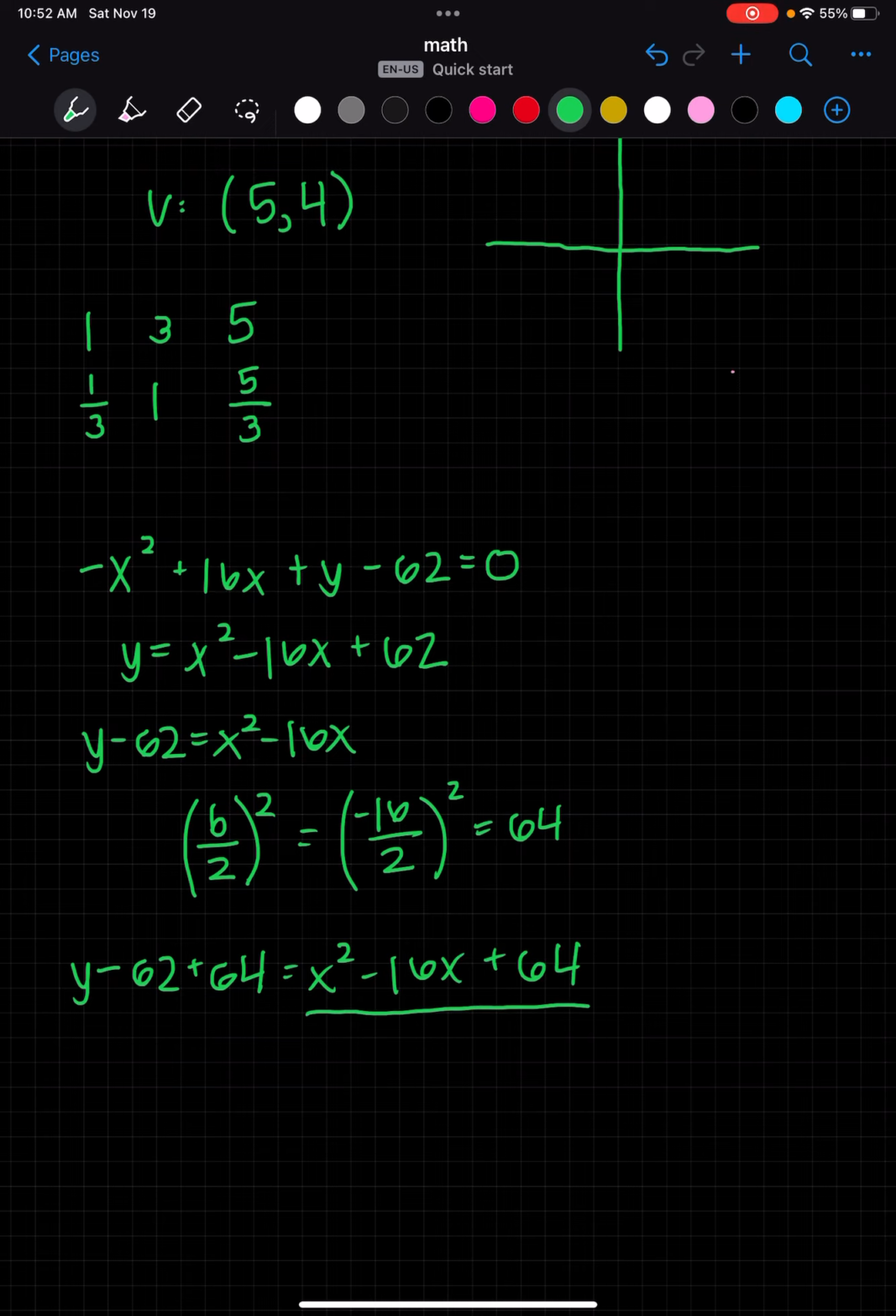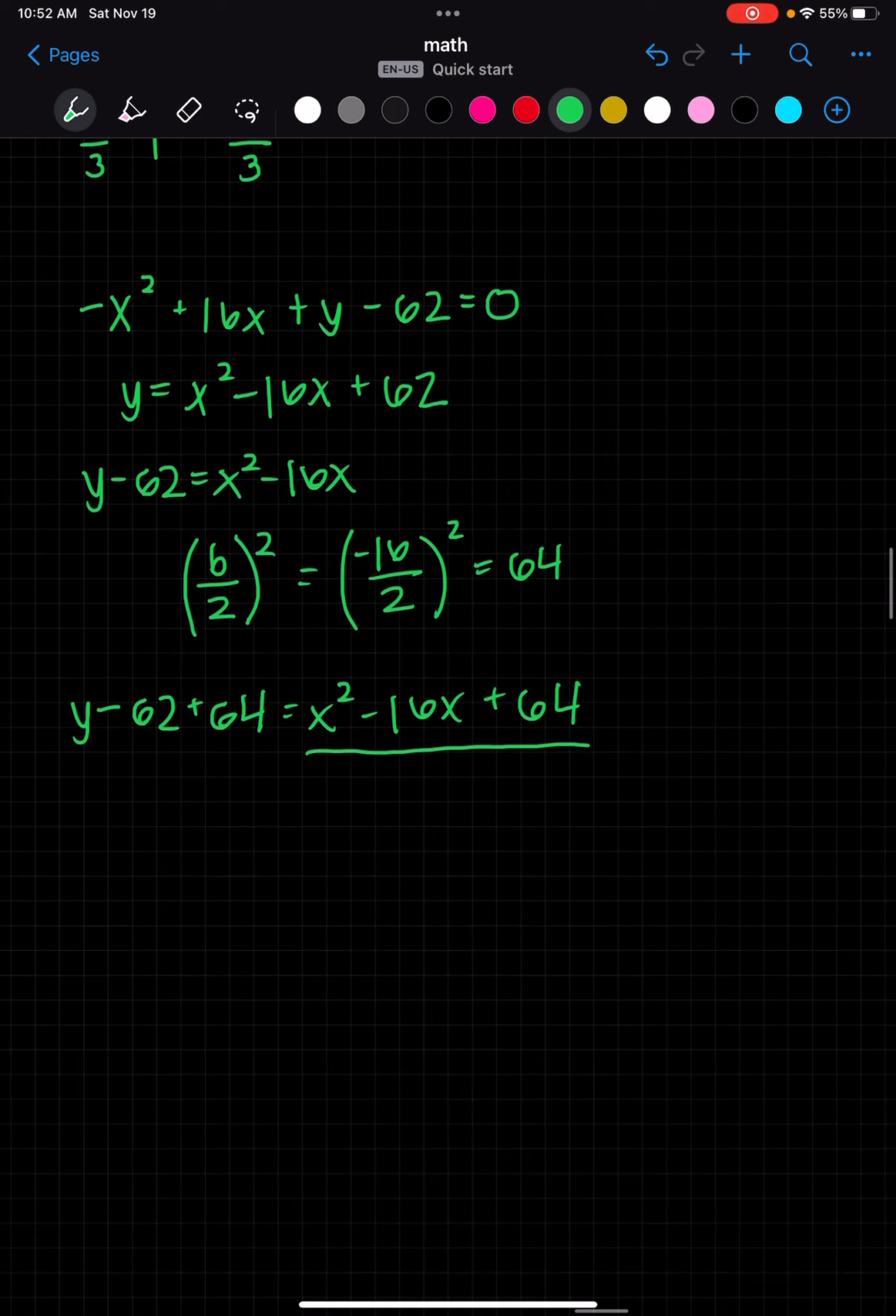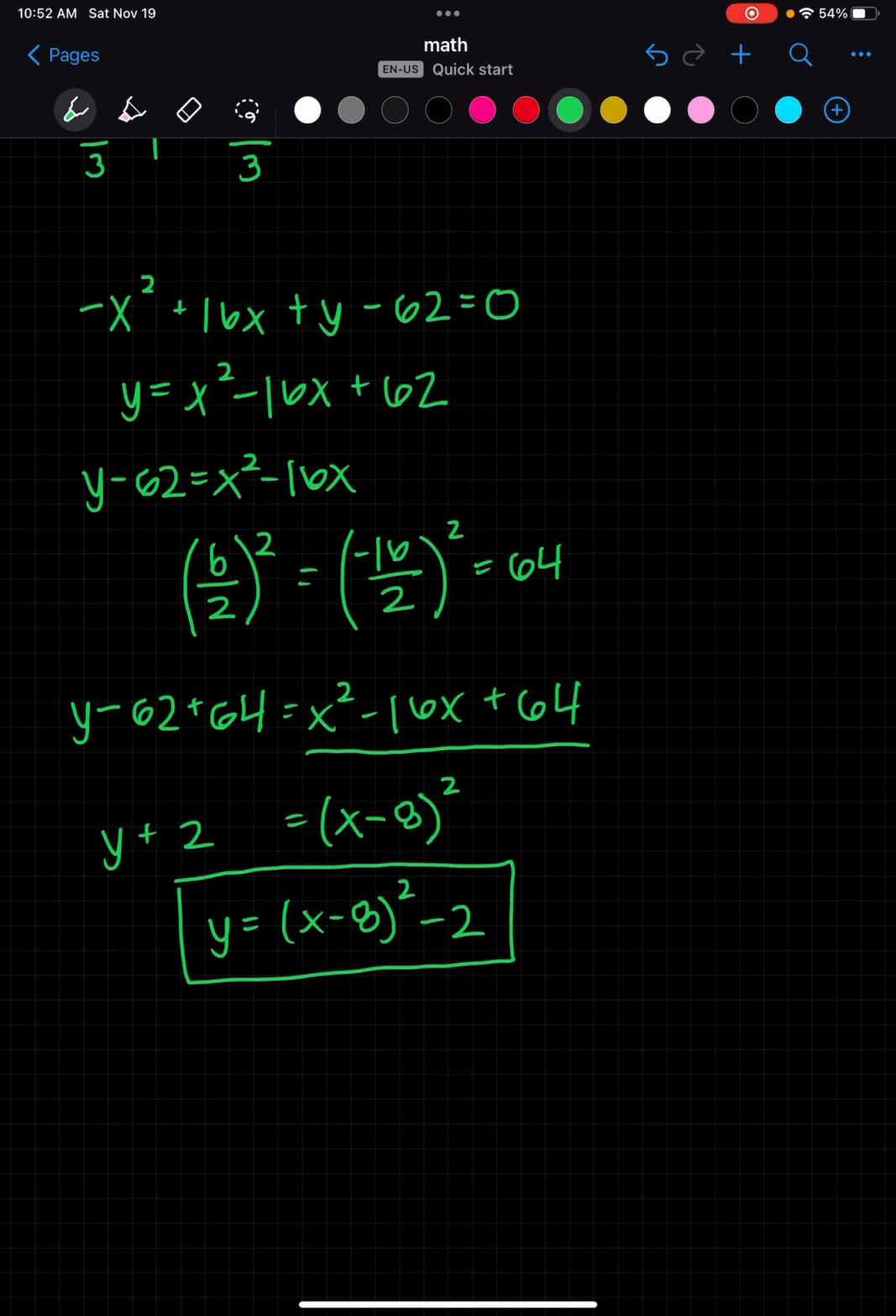This is a perfect square, which means I could factor it using the box method, or if you remember the trick way, you just take the middle number and divide it by 2, so I can change it to (x minus 8) squared equals, and then if I simplify this, I get y plus 2. Now I can move the 2 back over to the other side, and I get y equals (x minus 8) squared minus 2. This is your vertex form. So that's what I want to see for number 6, and then I also want you to be able to tell me the vertex, and the vertex in this case would be (8, negative 2).